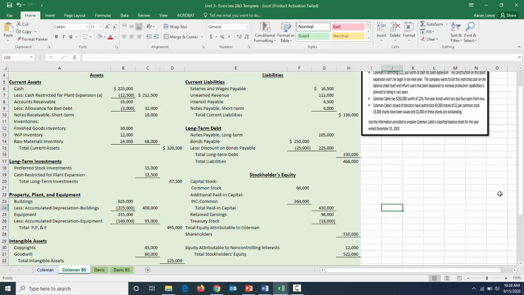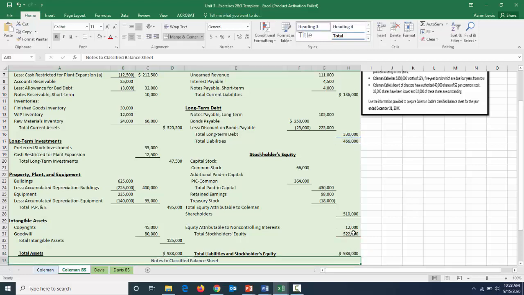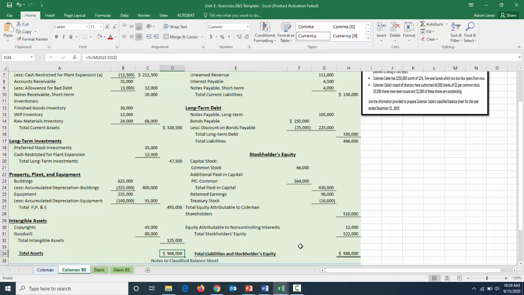There we go. So now we got to make sure that our books balance. What we're going to do is figure out what our total liabilities and stockholders equity are. We had $466,000 in liabilities, and we had $522,000 in equity. So in total we had $988,000 of liabilities and stockholders equity, which is good because we balance now. Our accounting equation is in check. Our balance sheet is good.